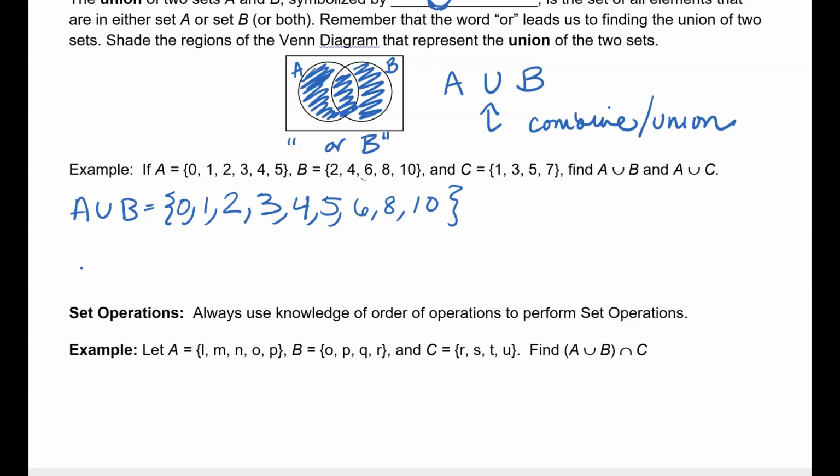And then let's do A union C because we're asked to find that. We're going to combine A and C together. I'm going to start with 0, 1, 2, 3, 4, 5. So I'm basically putting everything in A and then everything in C. I already wrote down 1, 3, and 5, but I'm going to write down 7 since I don't have that. Everything in this set is all of the numbers that are in A or C.